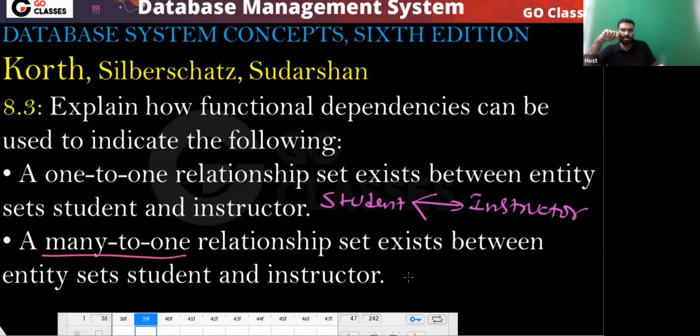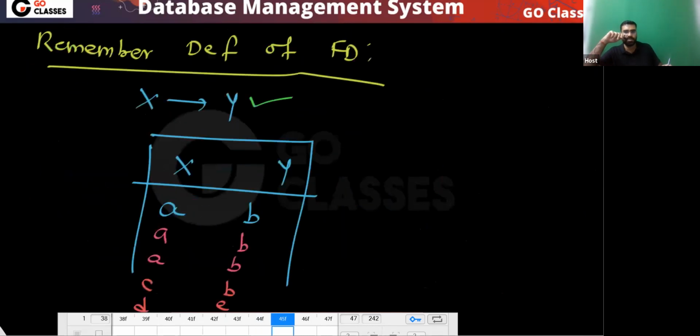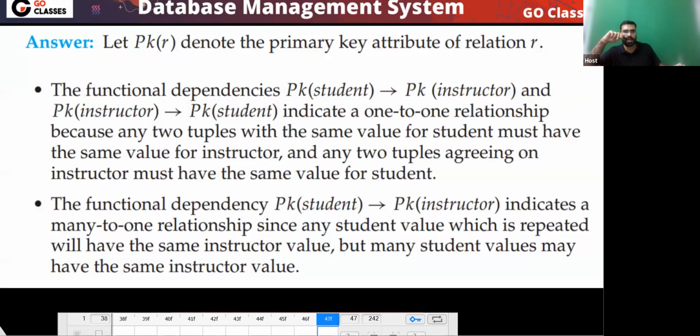In this situation I can say that student can determine instructor, right? But instructor cannot determine student. Because you have many to one relationship between student and instructor, means many students can have a single instructor. One faculty can have many students. Is this clear? Let me know. And the answer is also given. Did you notice? I gave you the answer also. This answer is also given in the course.